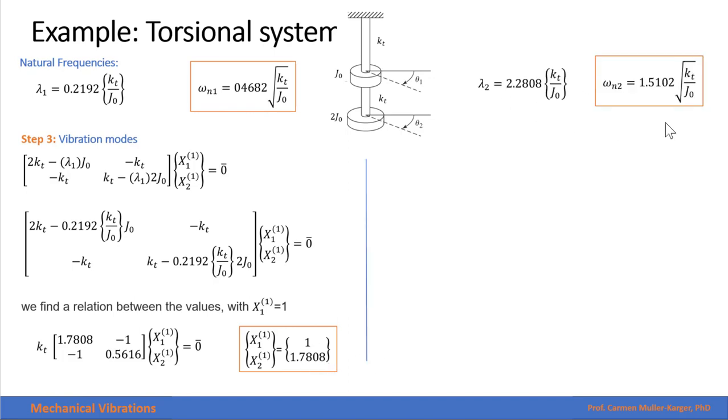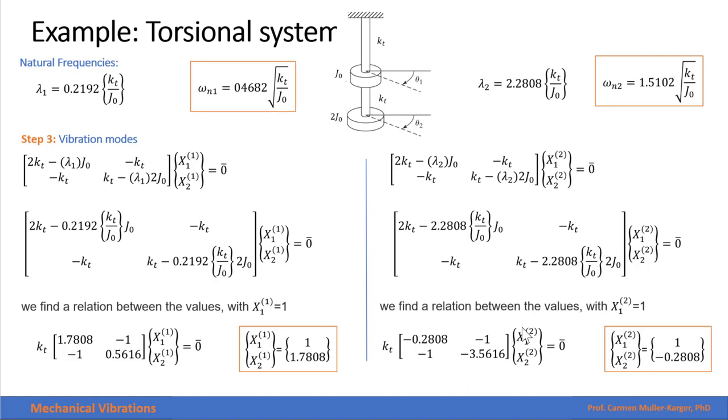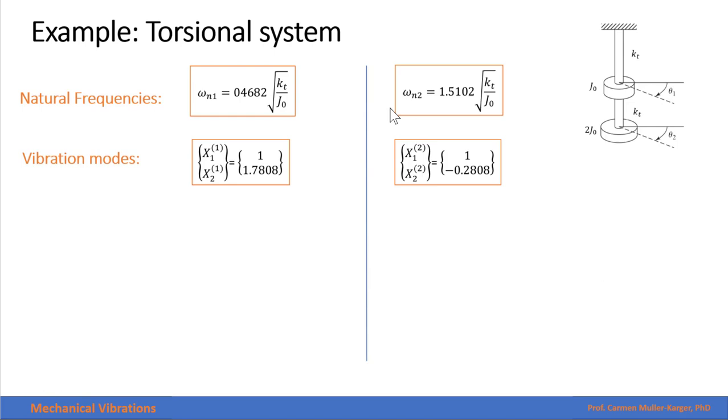We do exactly the same for the second eigenvalue, which represents the second natural frequency. We include this value into our matrix right here, and we solve the equations, and we give the value of 1 to the amplitude of the first disk, and we find how much the second disk will move for that vibration mode. Now we have the two natural frequencies and the two vibration modes.